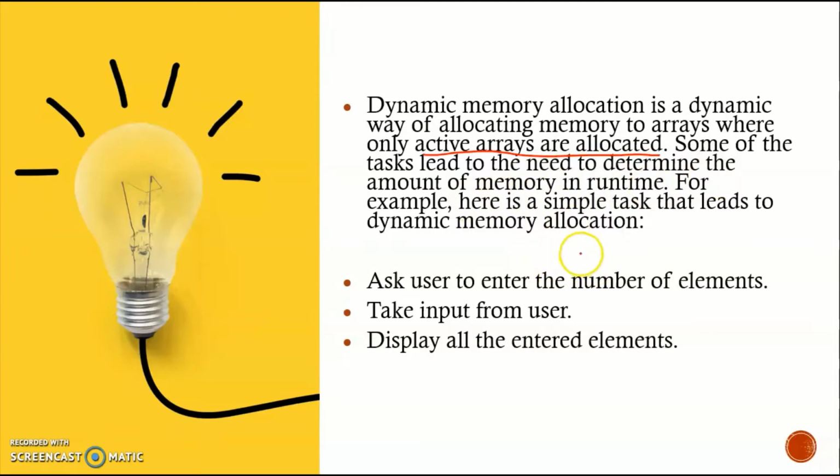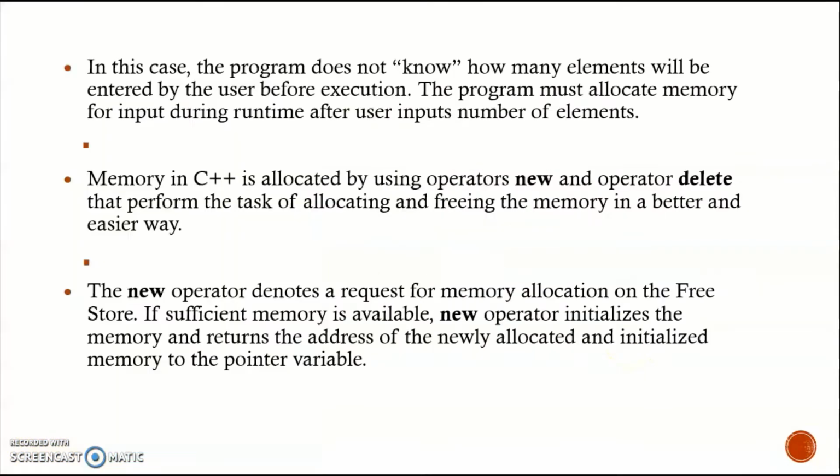For example, this is a simple task. We ask the user to enter the number of elements, so every time you have cin, this requires dynamic memory allocation. Take input from the user, again you cin, and then display all the entered elements. Okay, this requires dynamic memory allocation. In this case, the program doesn't know how many elements will be entered by the user before execution. The program must allocate memory for input during runtime after the user inputs the number of elements.